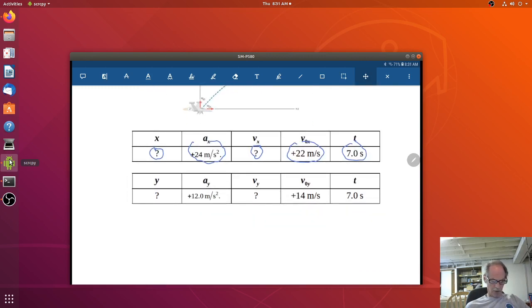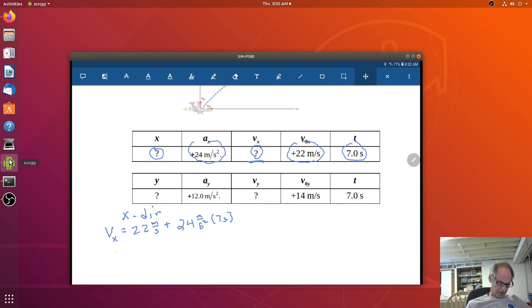And likewise for y. So I'm going to do this problem in 2 parts. I'm going to do it for the x direction first. And I'm going to find Vx first, because that's the VVAT equation, and that's easier. Vx is equal to V0x, which is 22 meters per second, plus the acceleration, which is 24 meters per second squared, times the time, which is 7 seconds. Okay, I'm not going to do all this arithmetic. You're certainly capable of plugging that into your calculator.